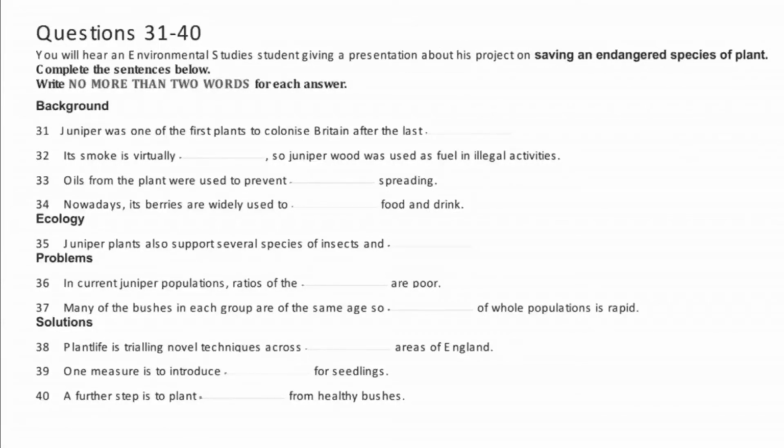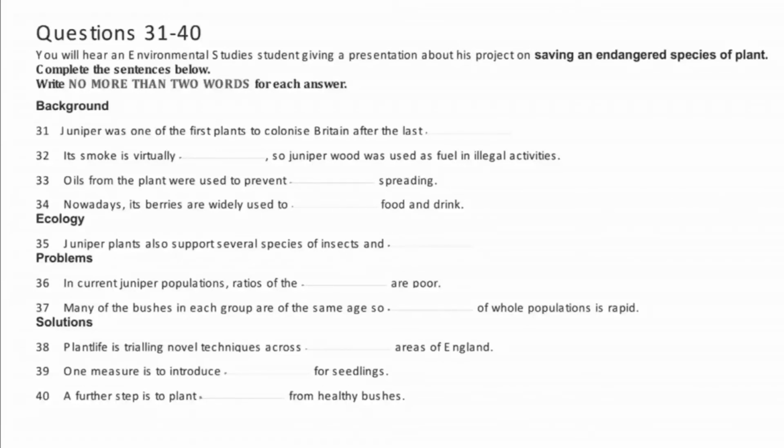Particularly during large epidemics, oils were extracted from the juniper wood and sprayed in the air to try to prevent the spread of infection in hospital wards. And these days, perhaps its most well-known use is in cuisine, cooking, where its berries are a much valued ingredient, used to flavour a variety of meat dishes and also drinks.